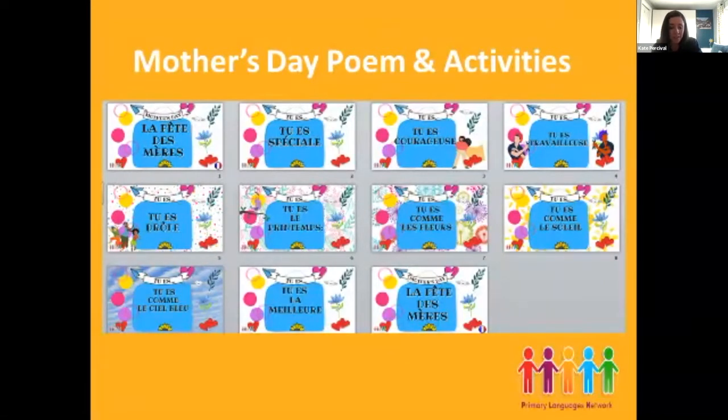So we then had a go at saying the poem, and we were really careful with the silent S in "es", and some of the tricky ones like tu es courageuse, tu es travailleuse. We actually had to do a bit of clapping for the syllables, tu es travailleuse, tu es courageuse, and that was really useful. Again, that could work equally well remotely.